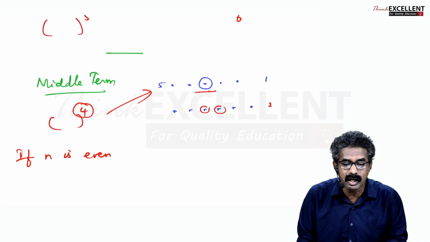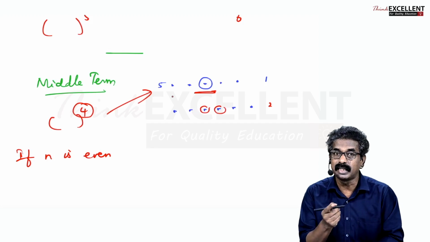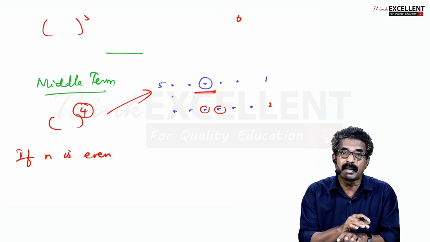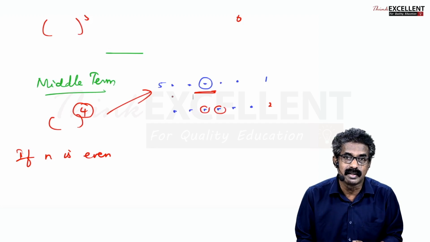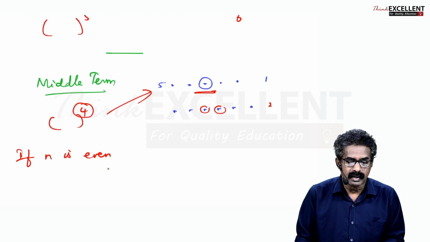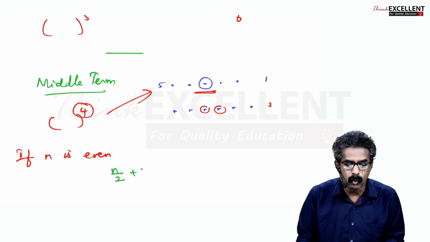If there are 5 terms, how many middle terms? Only 1. I am not telling the number of terms is even; I am telling n is even. N means the power. When the power is 4, the number of terms will be 5. It becomes odd. Then there is only one middle term, and the middle term is given by the n by 2 plus 1th term.